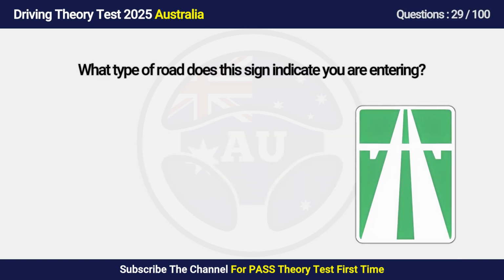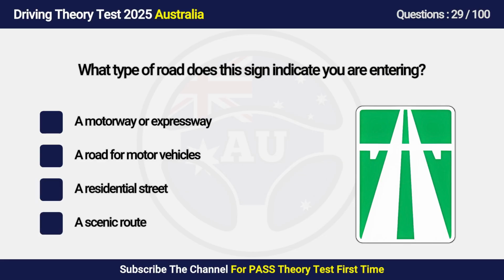Question 29. What type of road does this sign indicate you are entering? A. A motorway or expressway. B. A road for motor vehicles. C. A residential street. D. A scenic route.